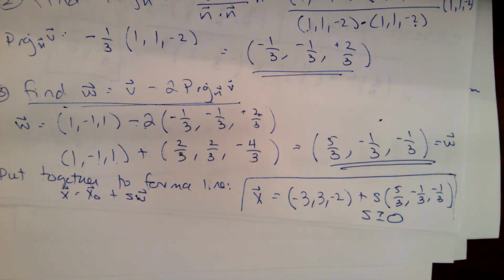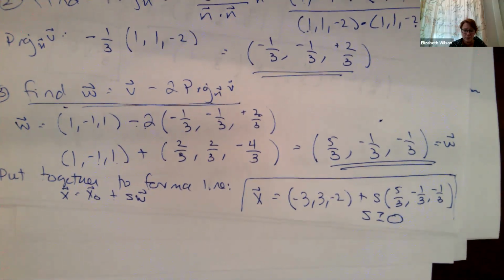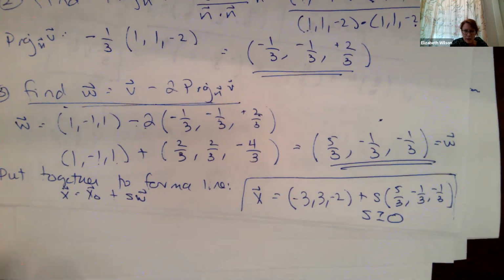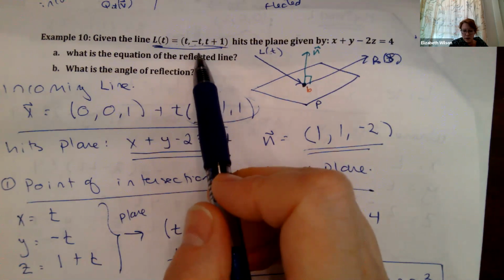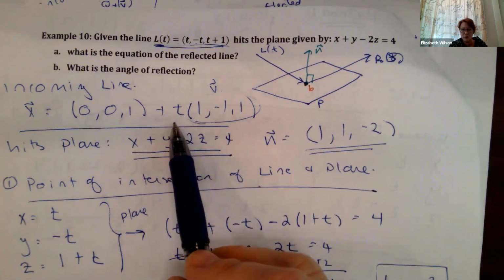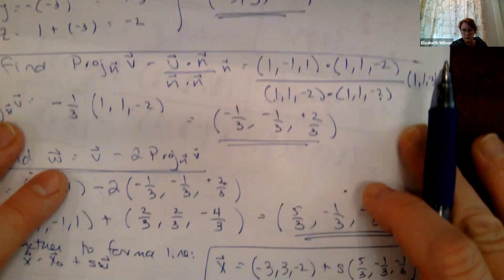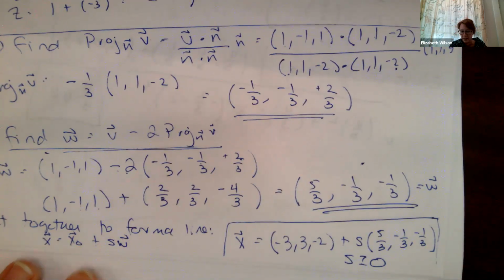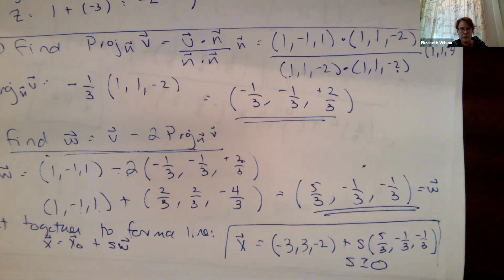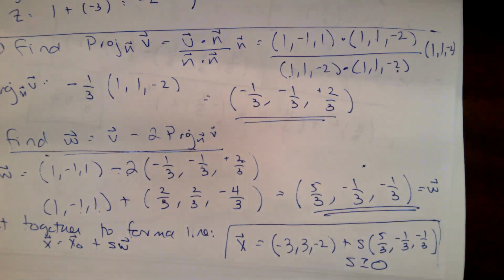What does the S represent? It's our parameter. I could have used T, but I had already used T in my line equation. So I decided to use a different parameter, so that the two lines aren't tied together and are now independent lines.